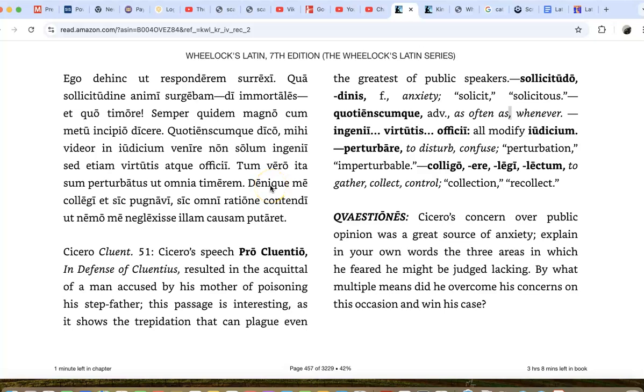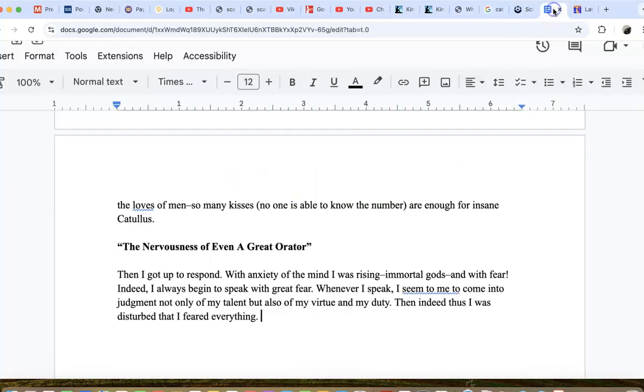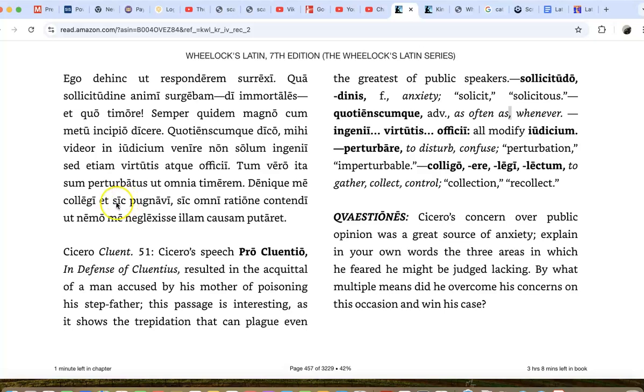Denique means and then, or finally, I guess it can be finally too. So finally, I collected myself, or I gathered myself. In other words, I got my composure back. So finally, I gathered myself, and thus, literally, and thus I fought.